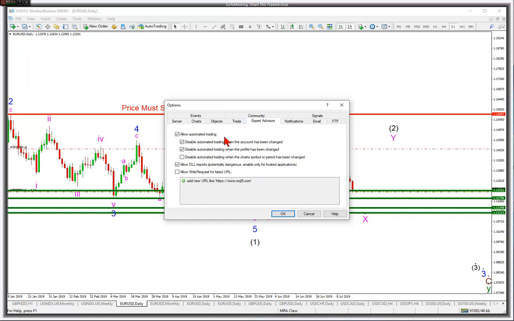When I click that, I want to make certain that this top box right here says Allow Automated Trading is checked. When you check that box, it illuminates and allows you to check the boxes below. And the ones I want checked are the first two. So we have Allow Automated Trading. Then we have Disable Auto Trading when the account has changed. We want to disable auto trading when the profile has changed. You want to make certain that we do not disable auto trading when chart symbols or period has changed, so that is unchecked. And then most important of all is Allow DLL imports.